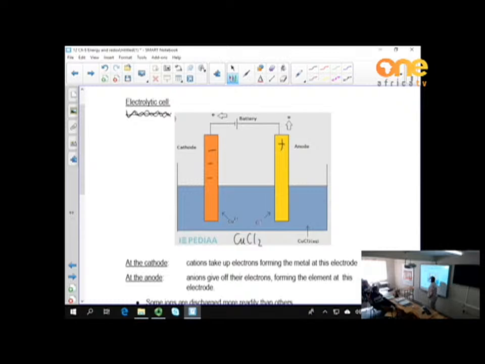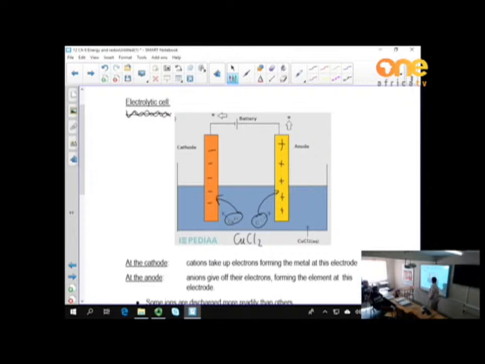Now, because this electrode is negative and this one is positive, we find that in the solution, here we have a solution of copper chloride, so we have copper 2+ ions and chloride 1- ions. What do positive and negative do? They attract. So the positive ion is attracted to the negative electrode, and the negative ion is attracted to the positive electrode. All right? What will happen?